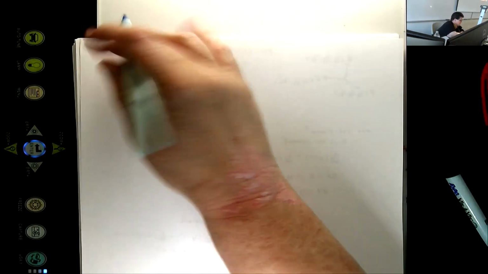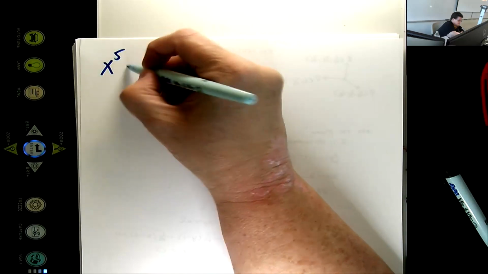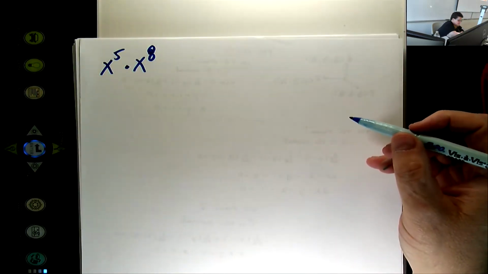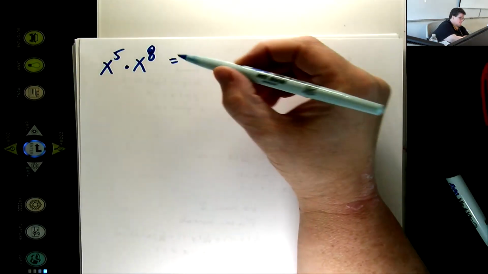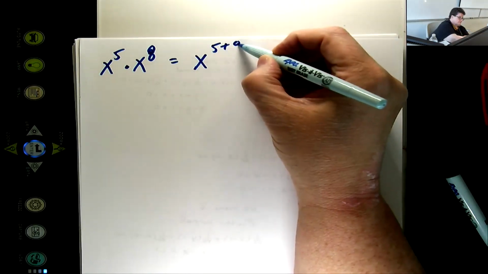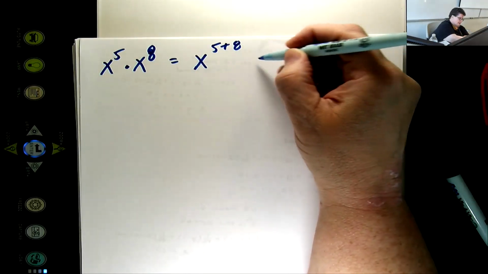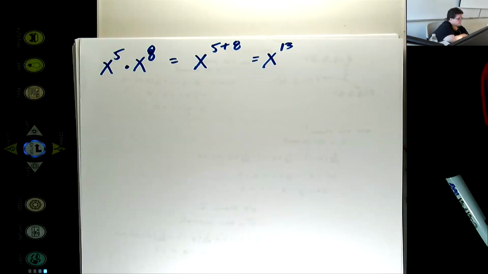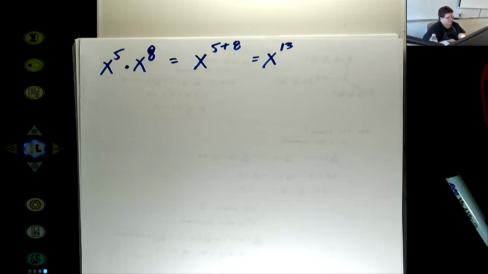We've got x to the 5th times x to the 8th. Which equals, when we're multiplying them, it turns into adding them. 5 plus 8 is 13. I could show you why. It might help.